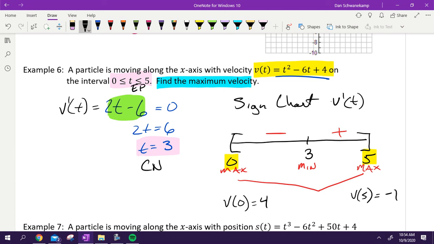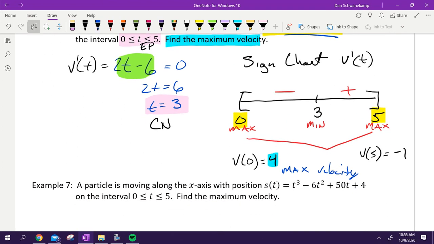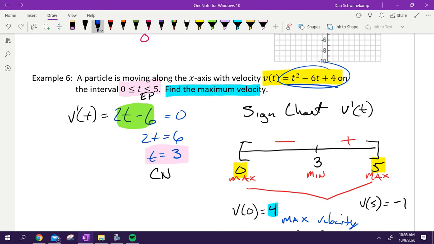So the question was, find the maximum velocity. What is the maximum velocity here? The answer is 4, because that is what the velocity was. When did it happen? When t was equal to 0. But what was the maximum velocity? It was 4, because it's the biggest number that I got. You can plug in any number you want between 0 and 5. The biggest number you're going to get for this equation is 4. That's what we just found out.